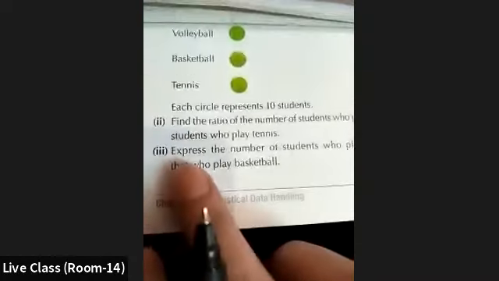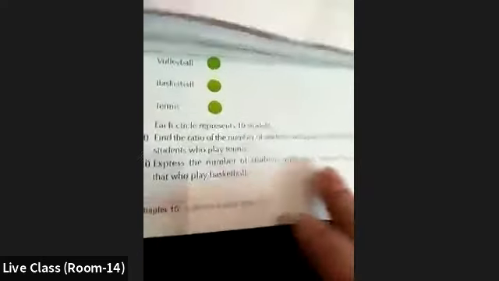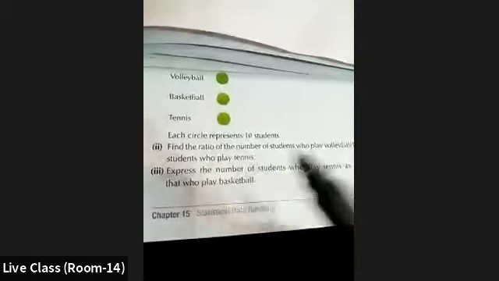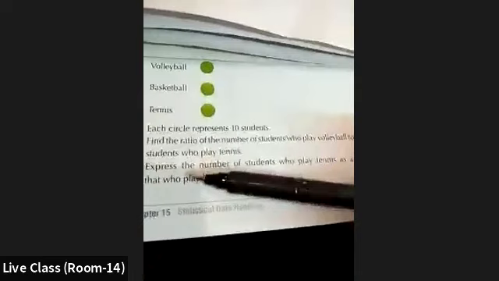Okay, part 3. In part 3, we have to express the number of students who play tennis as a percentage of those who play basketball. You have to find out the percentage. How can you write this? Always remember that the first thing is always the numerator and the second thing is always in the denominator.